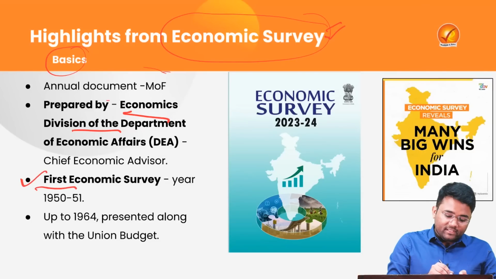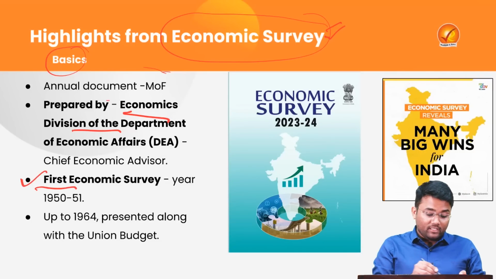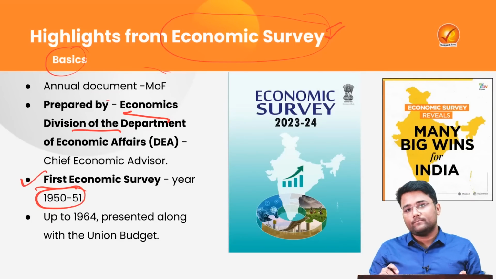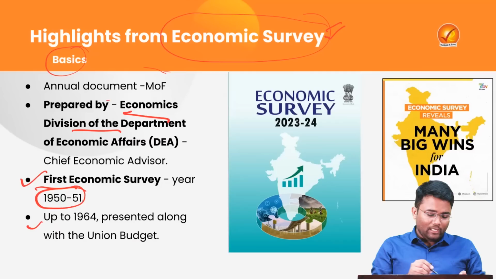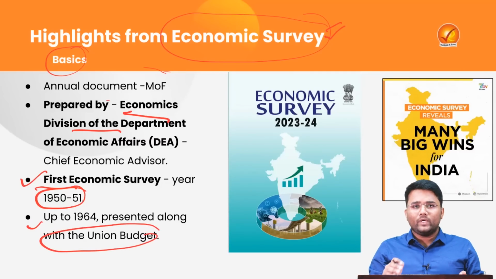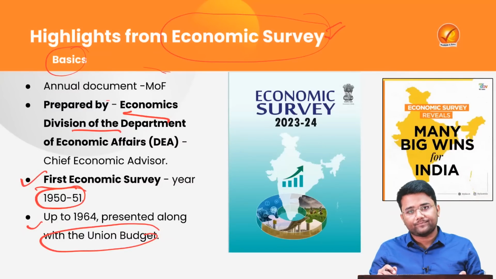This economic survey was presented for the first time in the year 1950-51, and up to 1964 this survey was presented along with the Union budget. However, after 1964 it has been delinked and it is now presented separately.